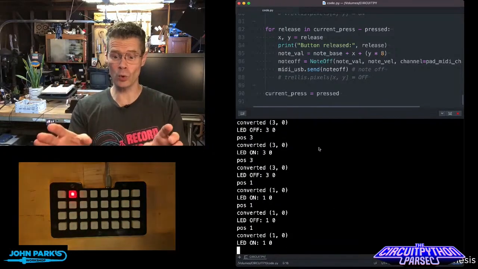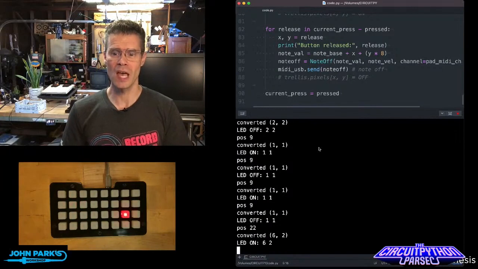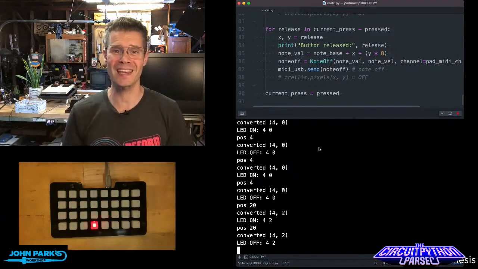So really cool, very helpful for any of your debugging on your microcontrollers. That's my CircuitPython Parsec for the week. It is TIO.